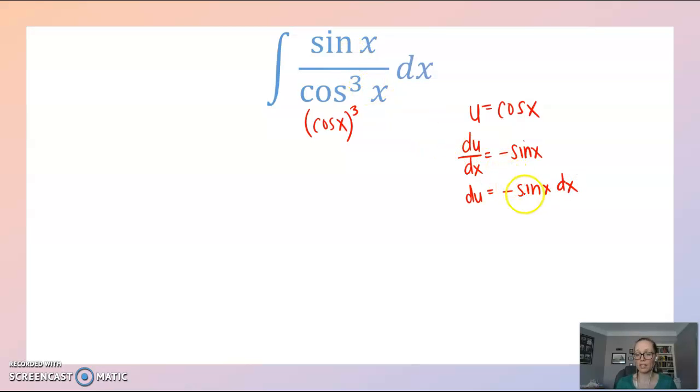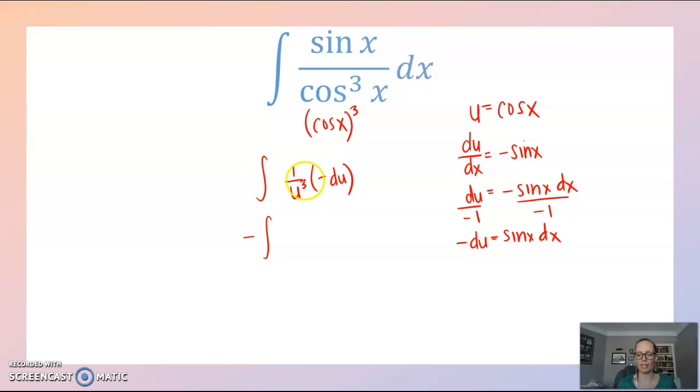Now we have a positive sine of x dx, so that just means we need to divide by a negative 1 on both sides. So negative du is equal to sine of x dx. So as I do all of my replacing here, the sine of x dx is going to be replaced with a negative du. And then that cosine of x gets replaced with a u. So I have 1 over u to the third. The negative I'm going to move in front of my integral. And I'm going to move this exponent up to the top so I can apply the power rule. So this is going to become u to the negative third du.